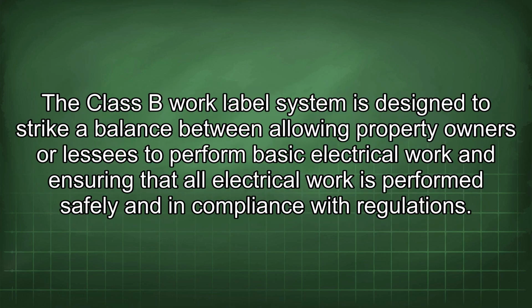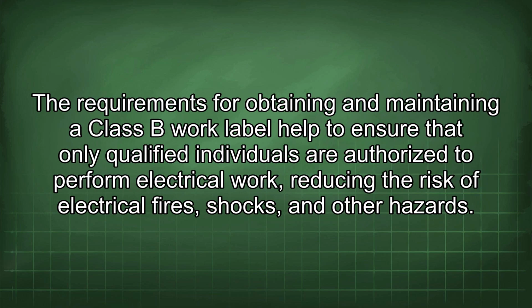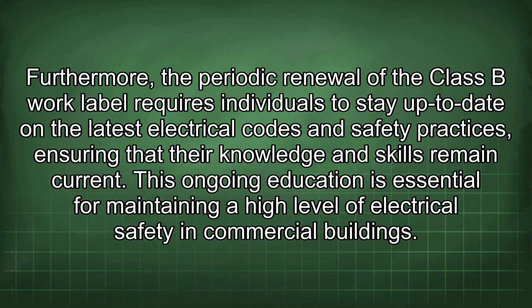The Class B work label system is designed to strike a balance between allowing property owners or lessees to perform basic electrical work and ensuring that all electrical work is performed safely and in compliance with regulations. The requirements for obtaining and maintaining a Class B work label help to ensure that only qualified individuals are authorized to perform electrical work, reducing the risk of electrical fires, shocks, and other hazards. Furthermore, the periodic renewal of the Class B work label requires individuals to stay up to date on the latest electrical codes and safety practices, ensuring that their knowledge and skills remain current.